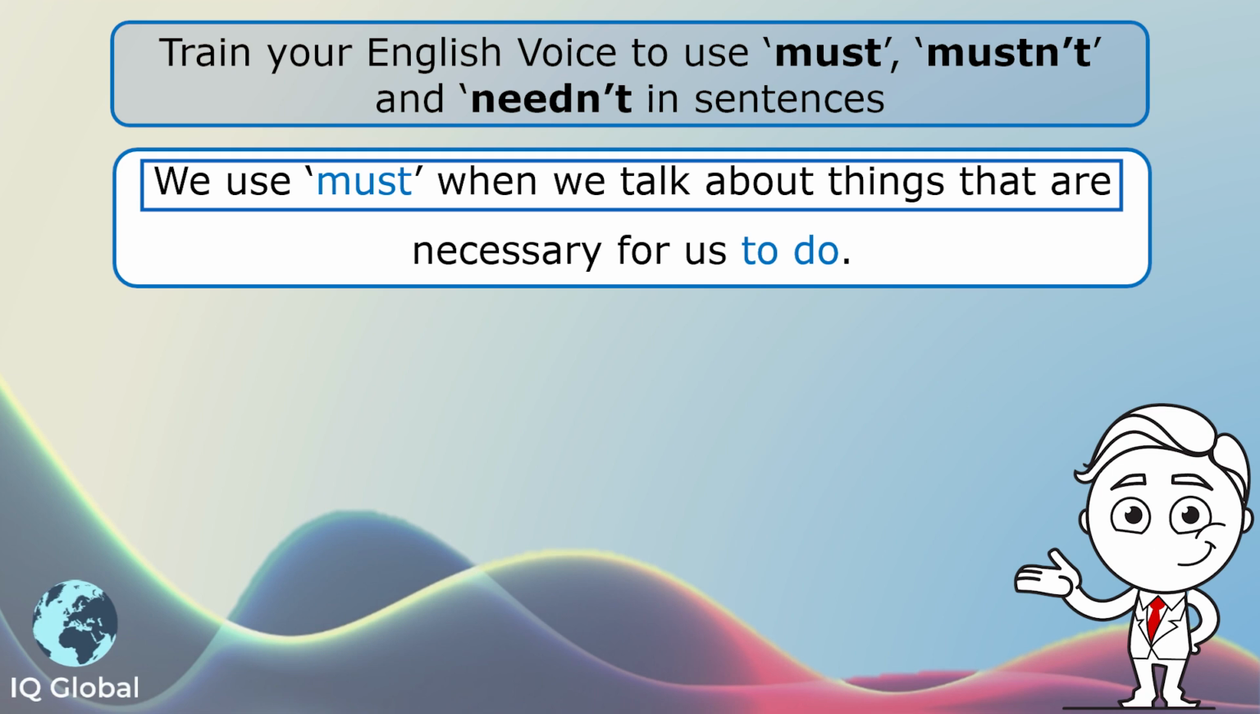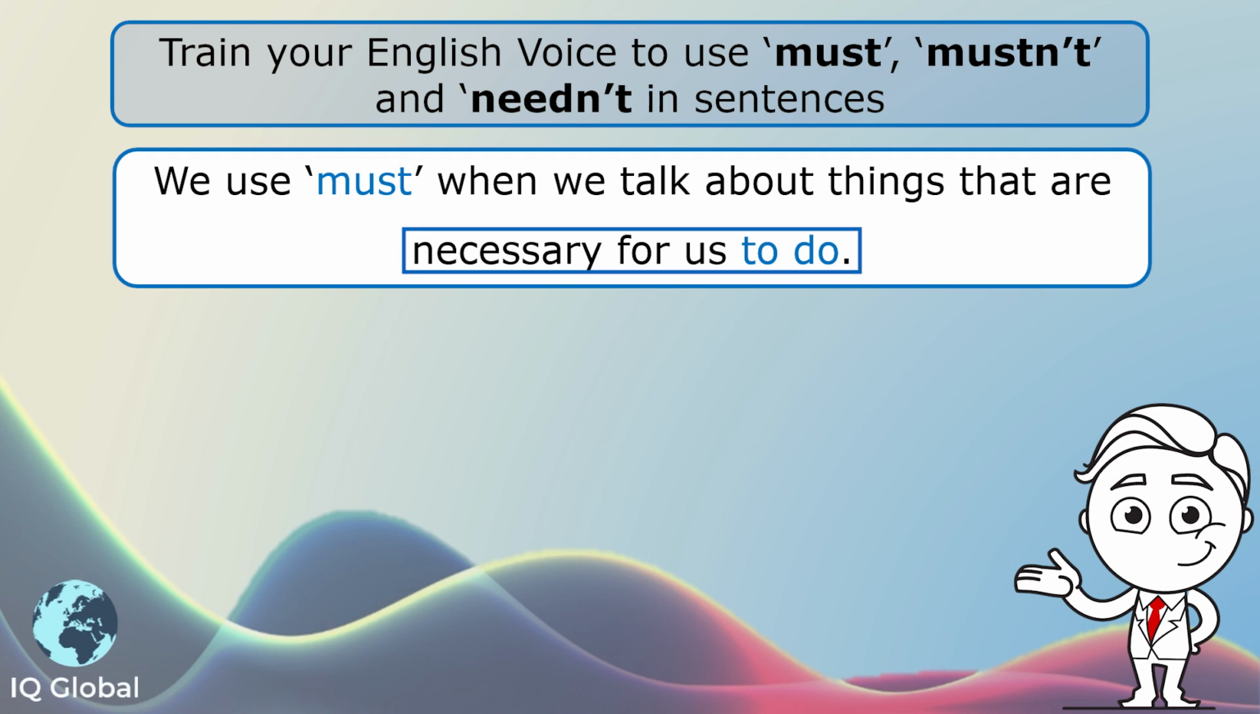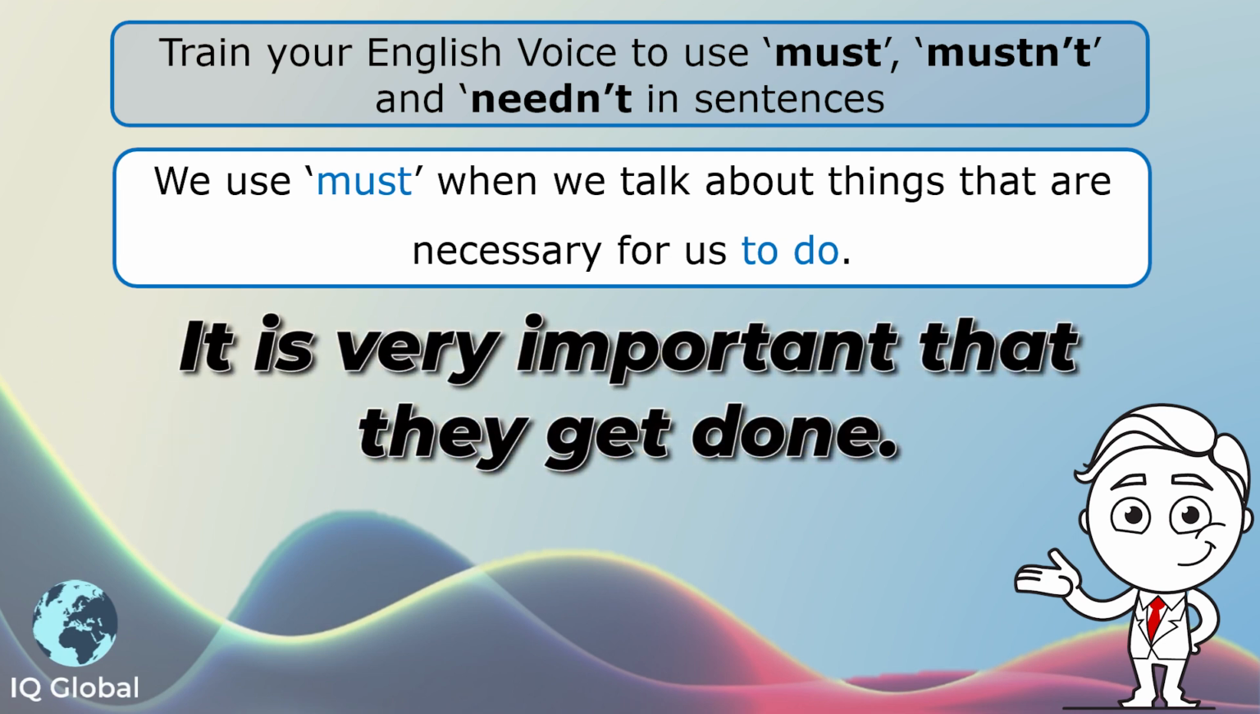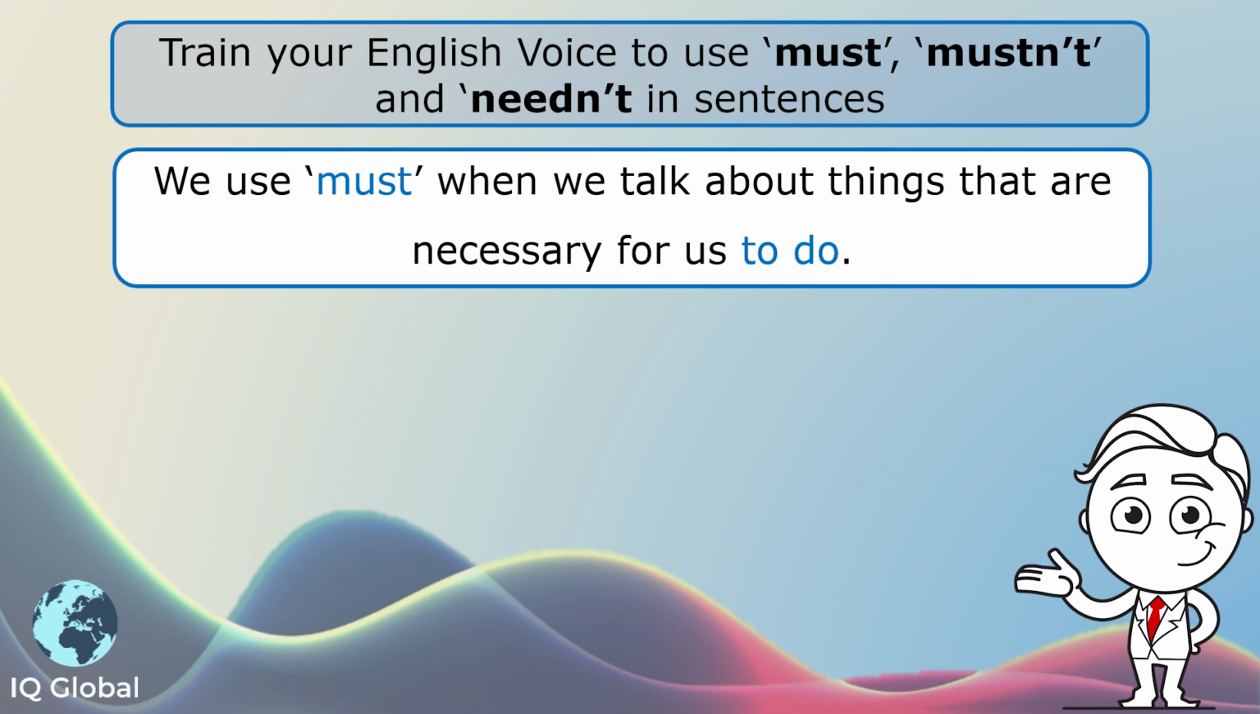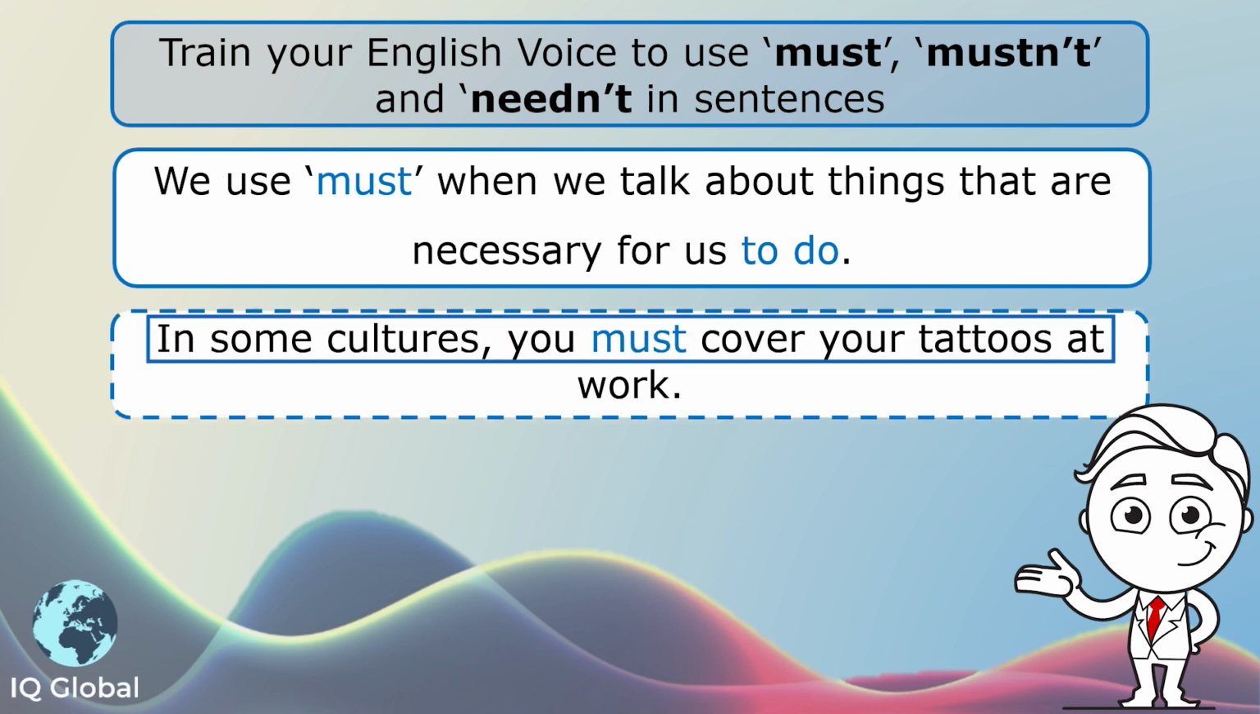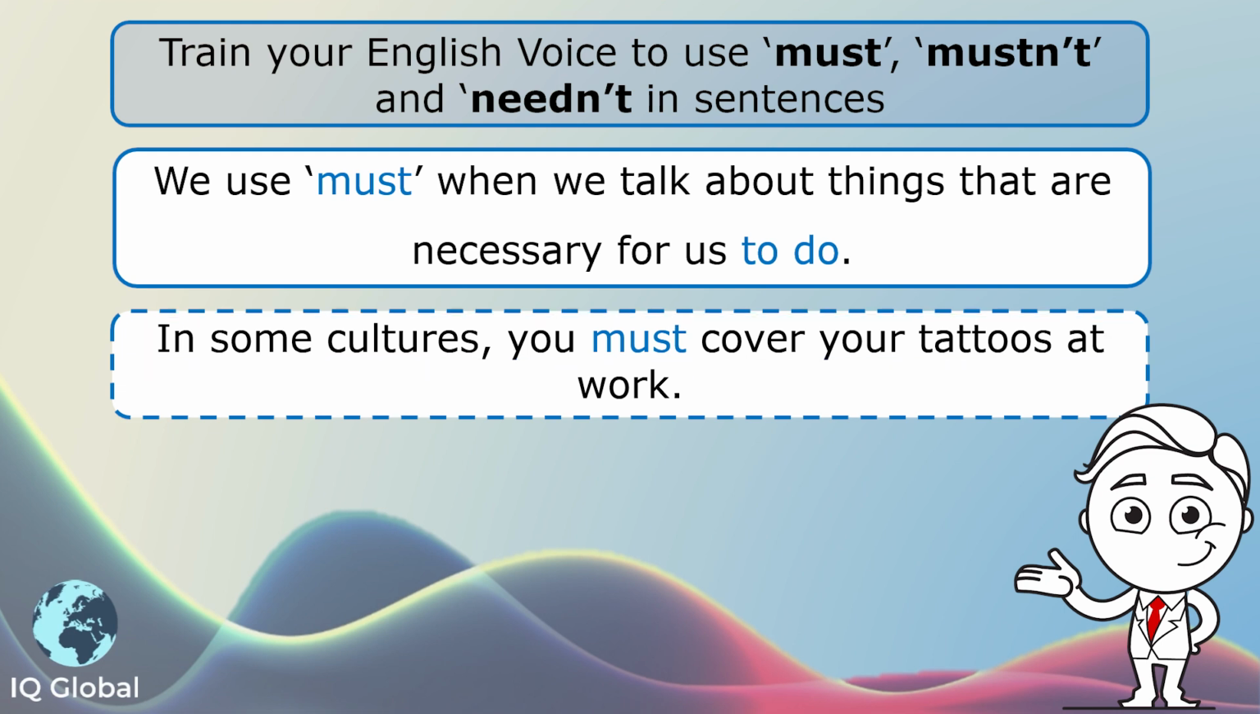We use must when we talk about things that are necessary for us to do. It is very important that they get done. So have a look at the sentence example. In some cultures, you must cover your tattoos at work. It is something that is necessary to do. You must do it.